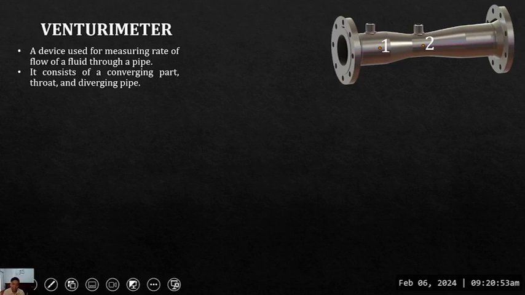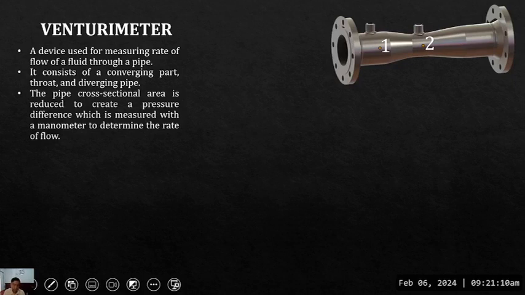Bale, nag-i-expand. Diba? From point 1, medyo malapad yung pipe natin. Pagdating sa point 2, nag-contract siya. Tapos, yung diverging pipe, sa unahan ng point 2, nag-expand siya ulit. Okay? So, bale, the pipe cross-sectional area is reduced to create a pressure difference which is measured with a manometer to determine the rate of flow.